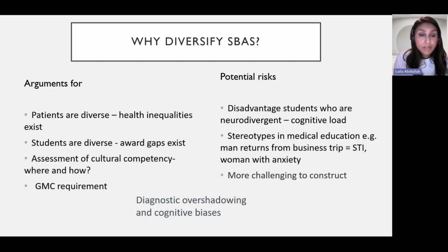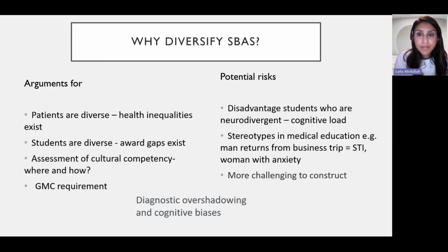We also know that students are diverse and that award gaps exist, and this is in both undergraduate and postgraduate assessments, and not only in examiner marked assessments, but also in machine marked assessments as well. So there's a possibility, and there is no evidence to suggest this at the moment, but there's certainly a hypothesis that the two may well be linked.